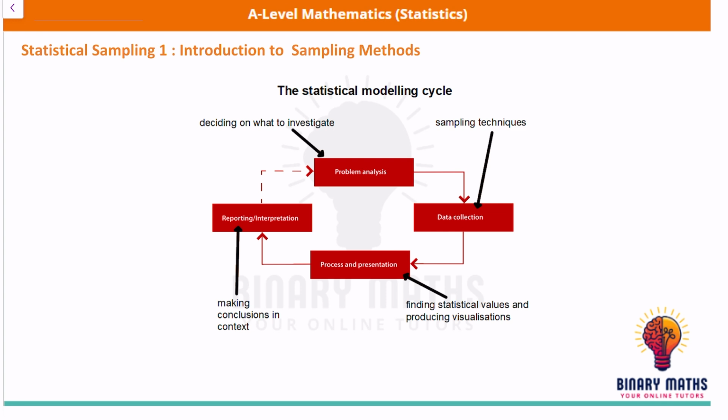So firstly, I want to go through the statistical modeling cycle. The first thing that happens in real life is we decide on a problem that we want to investigate, which is a problem analysis. Then we use sampling techniques to collect data to investigate this. We process and present these data, finding statistical values and producing graphs and charts. And then we report and interpret this, obviously calculations, making conclusions within the context of the problem. Depending on the outcomes, we decide if we want to reinvestigate it, and then we go through the cycle again.